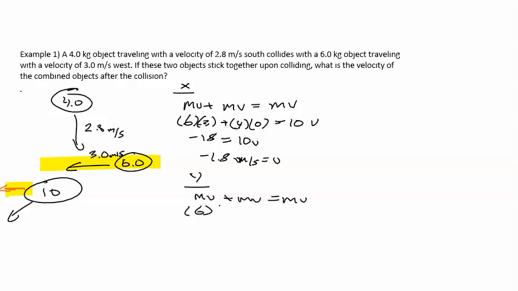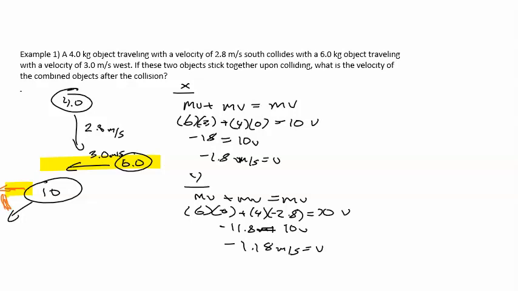The 6 has no velocity moving in the y direction. It is all caused, in this particular case, by the 4 kilogram object. And so we take 4 times 2.8, which gets you negative 11.2 meters per second is equal to 10v, or negative 1.12 meters per second is equal to v. And that is south. And again, that is just getting this vertical component of that.